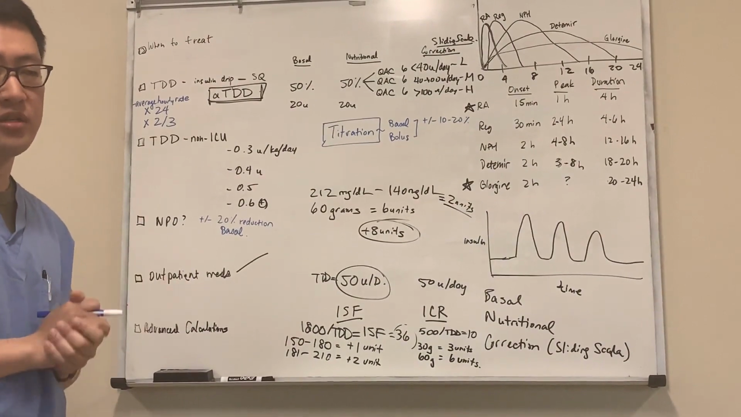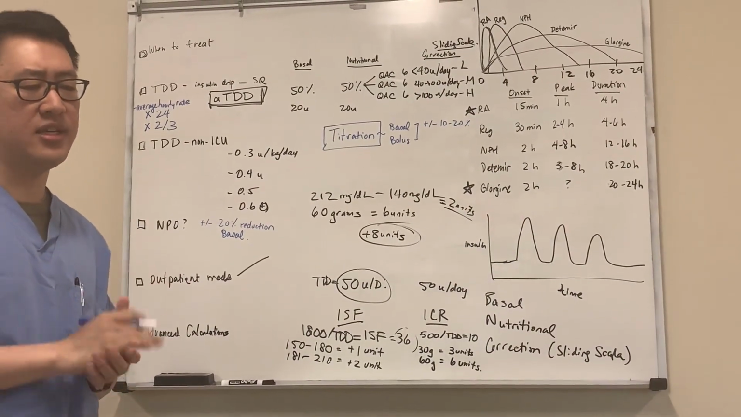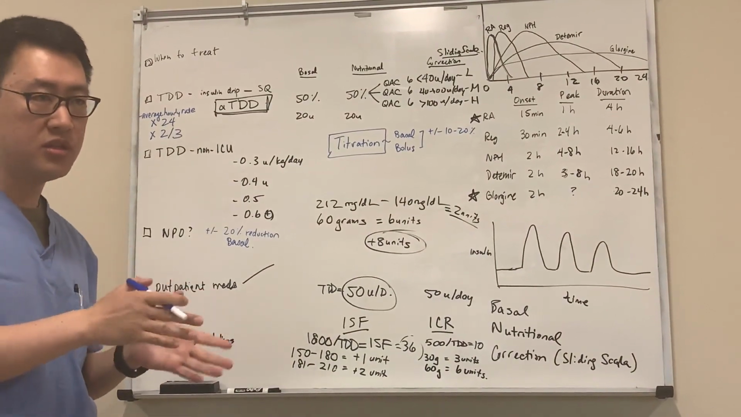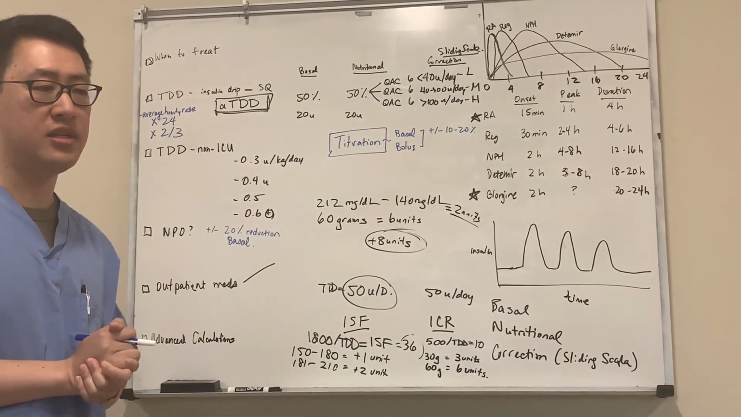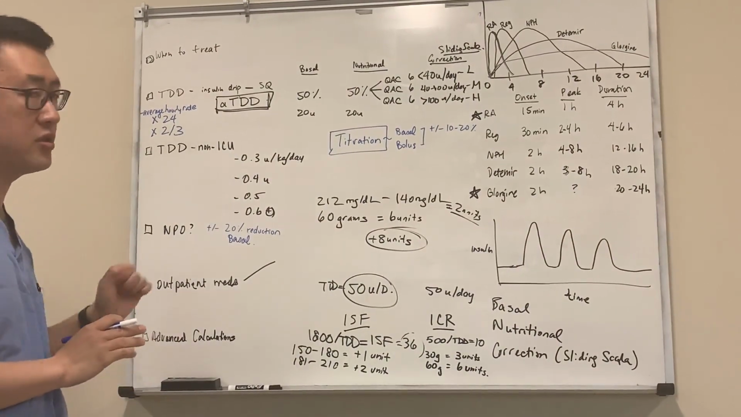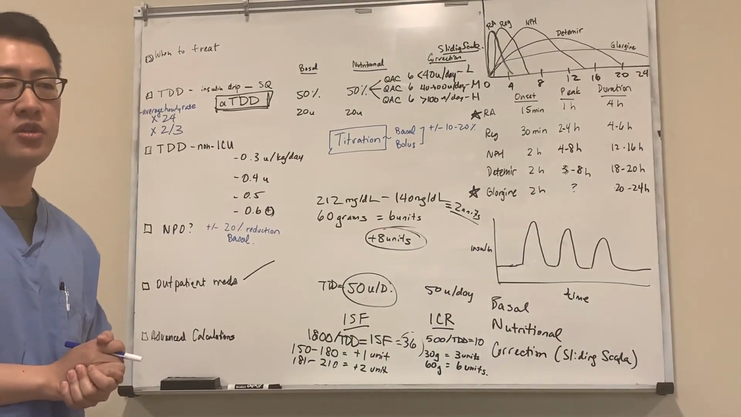This is for non-pregnant adults, and occasionally for people who have undergone certain cardiac surgeries, you may want to treat to slightly lower or tighter insulin or glucose targets. But for most non-pregnant adults, 140 to 180 is our target range.